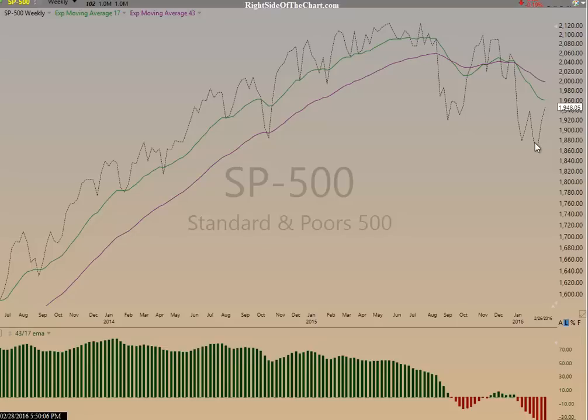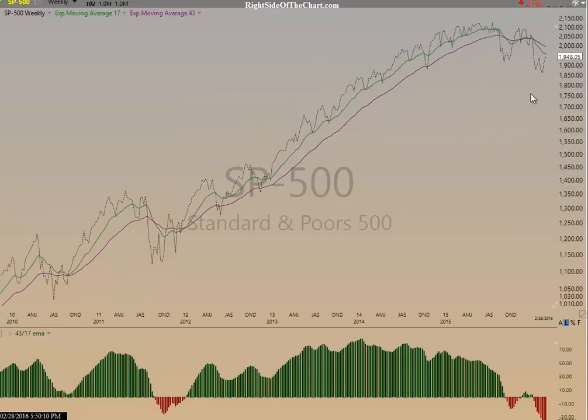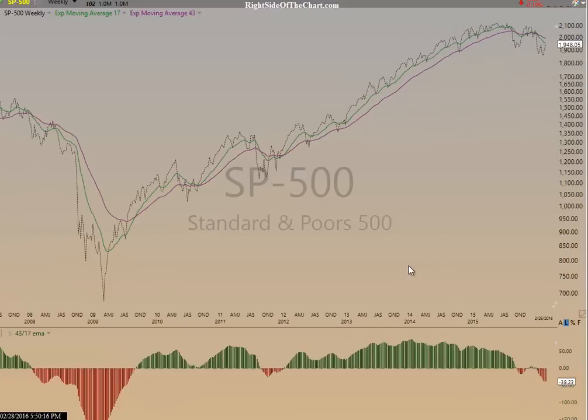My point being here is that we got very far away from that 43 EMA, the purple line. And I wouldn't be surprised to see us come back soon and visit it. So the point of this video I'm making is there's contradicting evidence right now, both bullish and bearish, but I'm going to make the case that I still believe that the odds favor more upside in the coming weeks here. So I remain, as I've said for the last couple of weeks, cautiously bullish.